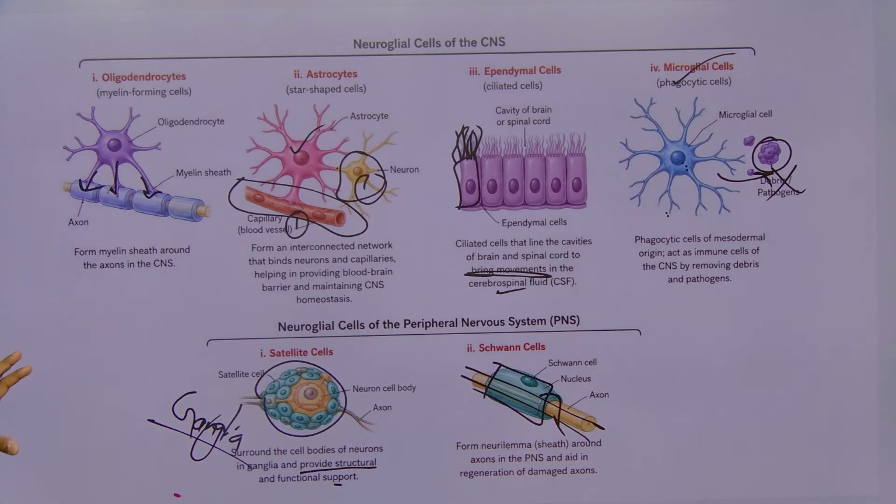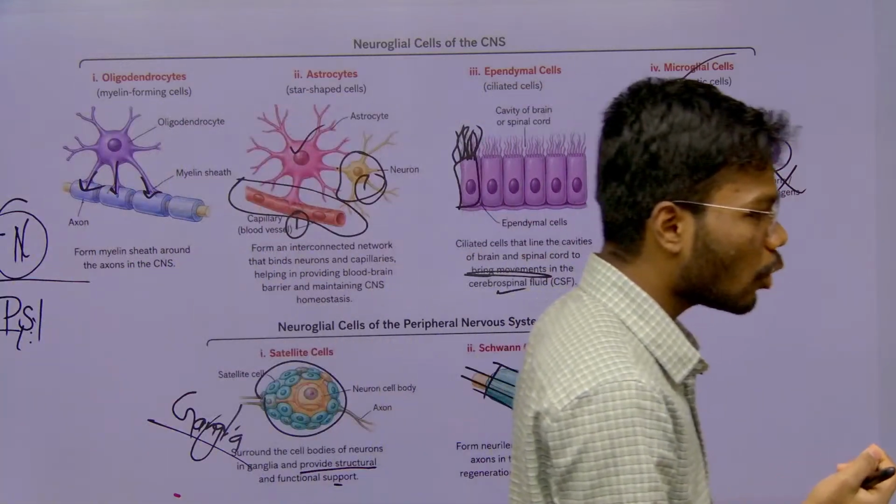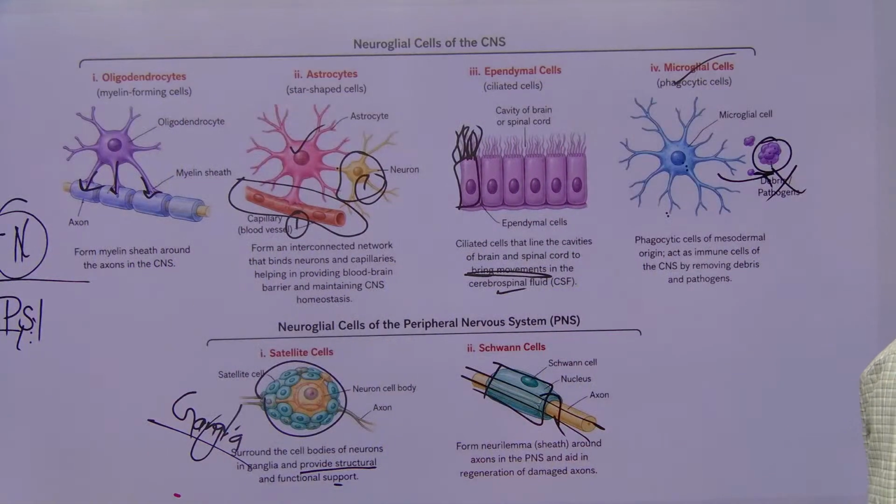So these are the different kinds of cells which are involved in what? Protection and support to the tissue. What tissue? Neural tissue. And there is another kind of cell, that is the neuron. So this neuron and these non-conducting cells together we are calling as what? Neural tissue.